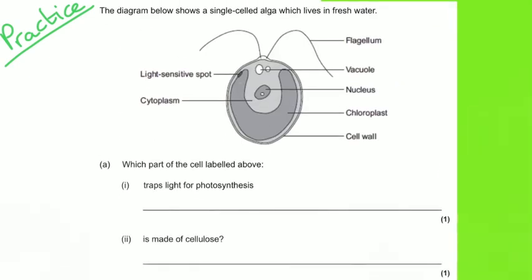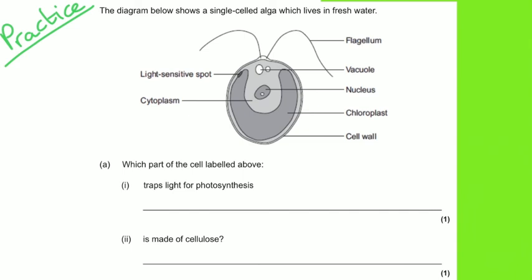So, as always, it's always good to do a practice exam question whenever it comes up to anything to do with your GCSE. So, here's a question. The diagram below shows a single-celled alga which lives in fresh water. We can see the various spots there. What exams like to do is to give you a question about something you may not even recognise, but to use your knowledge around it to answer the question.